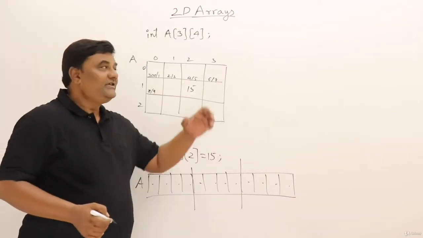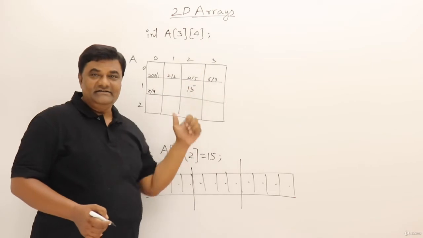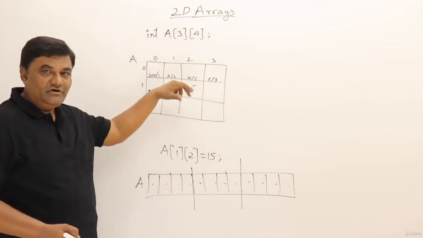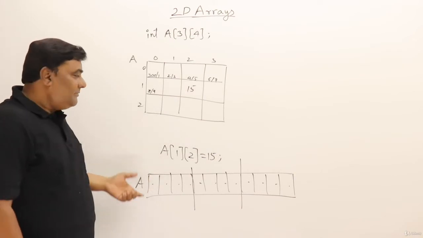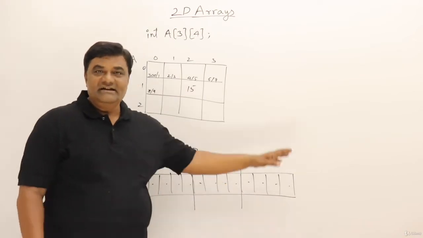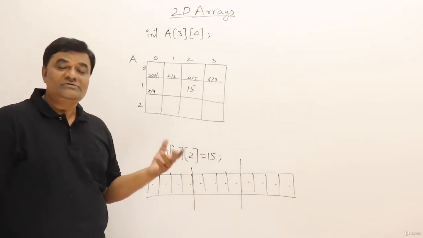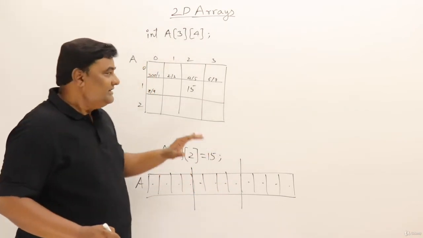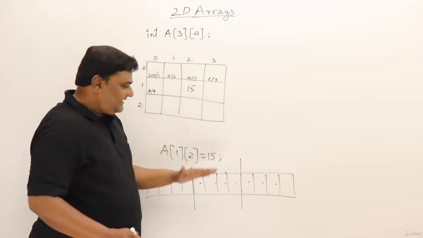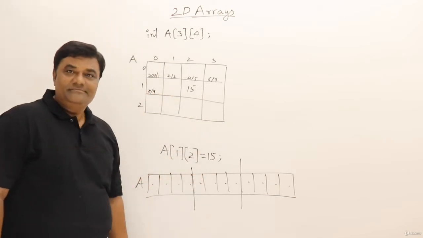Let me repeat the points. We can create a two-dimensional array like this by mentioning the number of rows and number of columns, and the indices are like this. They start from 0 only, but in reality a single dimension array is created which is used as a two-dimensional array by the compiler. We don't have to worry about this, we are just noting the fact that the array is created like this.